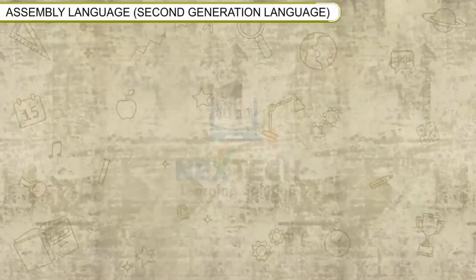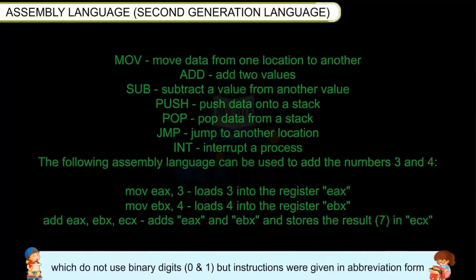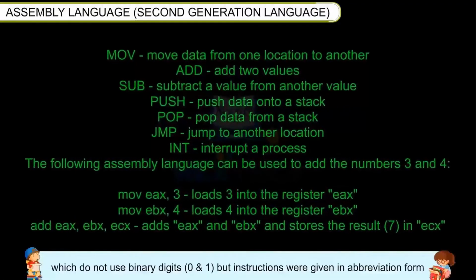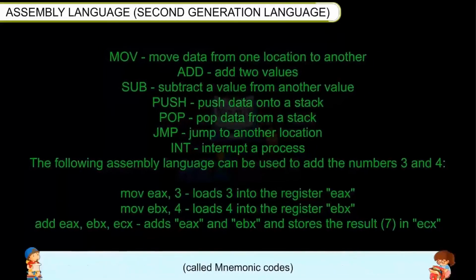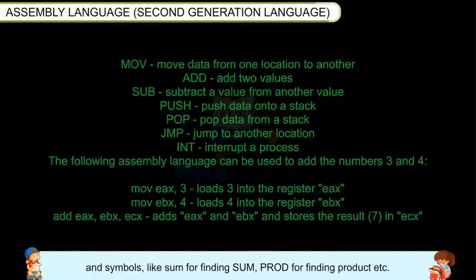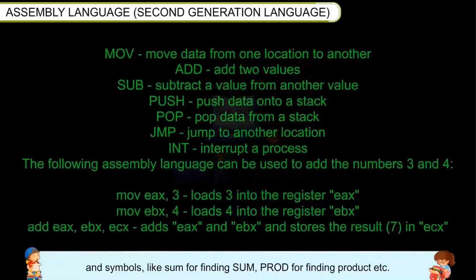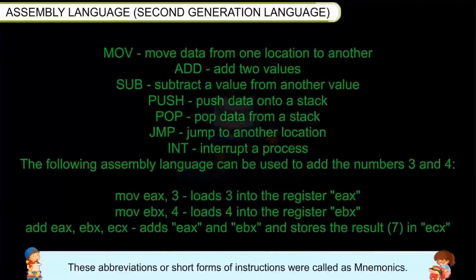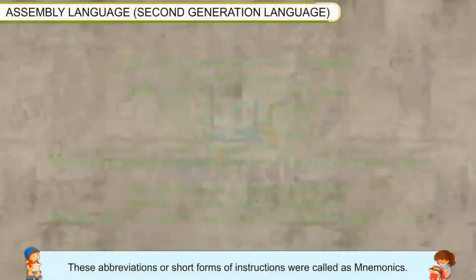Assembly language, second generation language. Assembly language is the second generation language that does not use binary digits 0 and 1, but instructions were given in abbreviation form called mnemonic codes and symbols, like sum for finding sum, prod for finding product, etc. These abbreviations or short forms of instructions were called mnemonics.